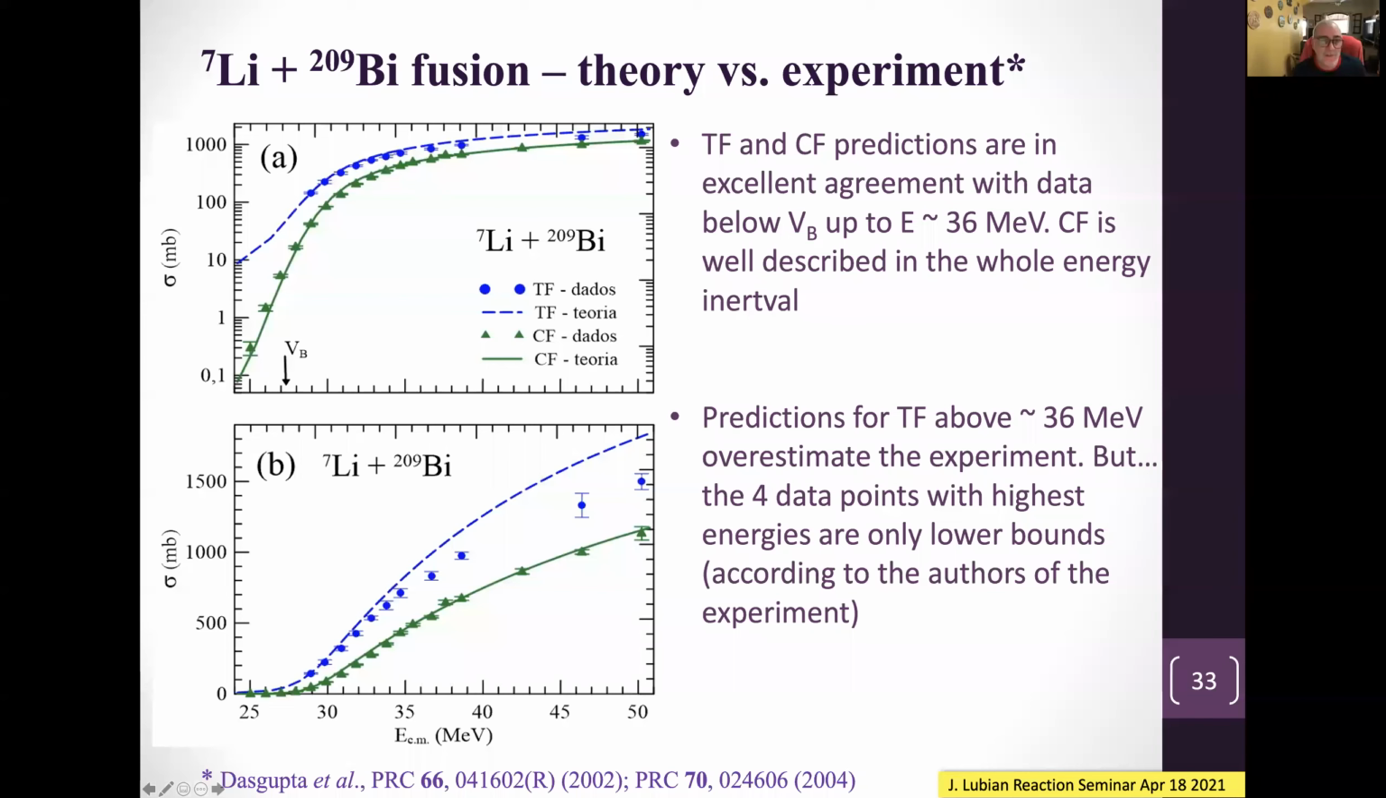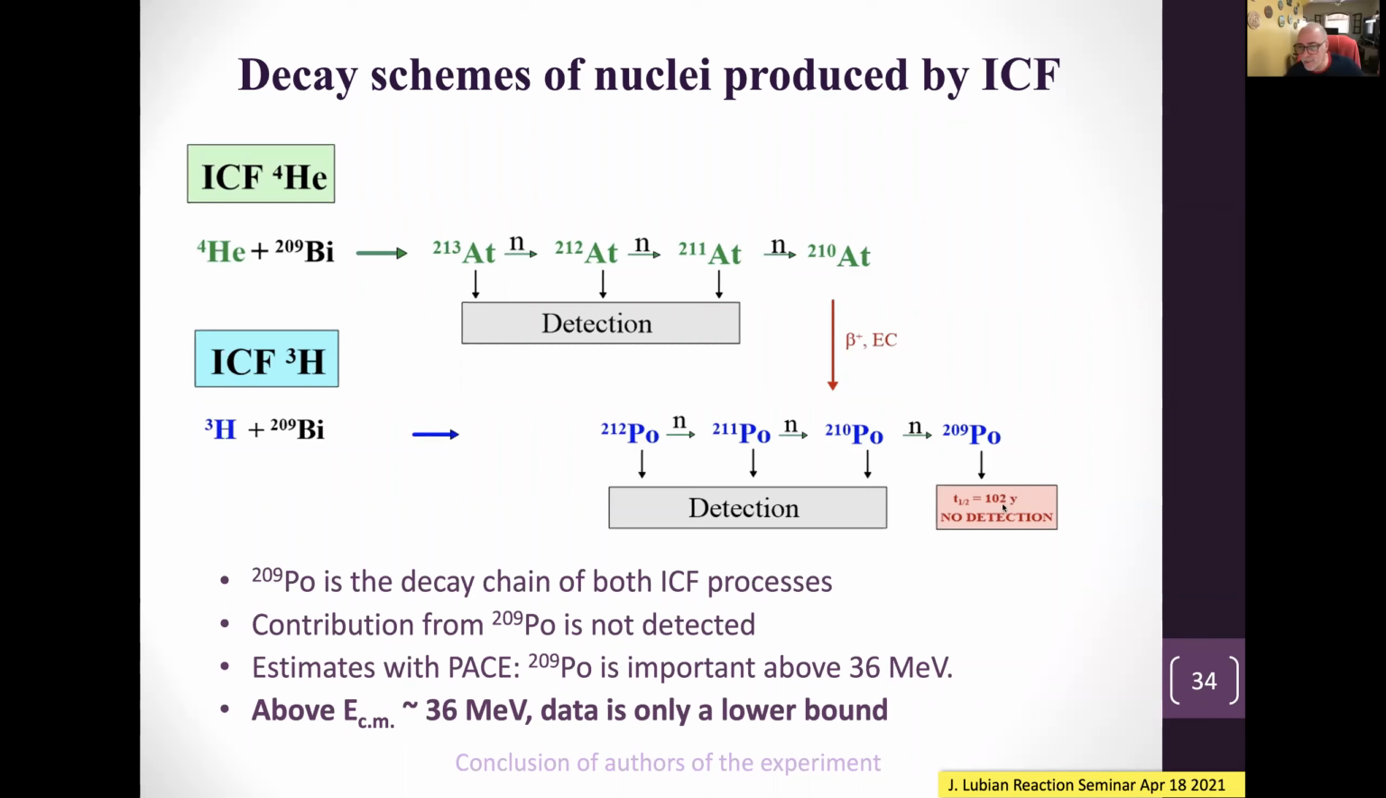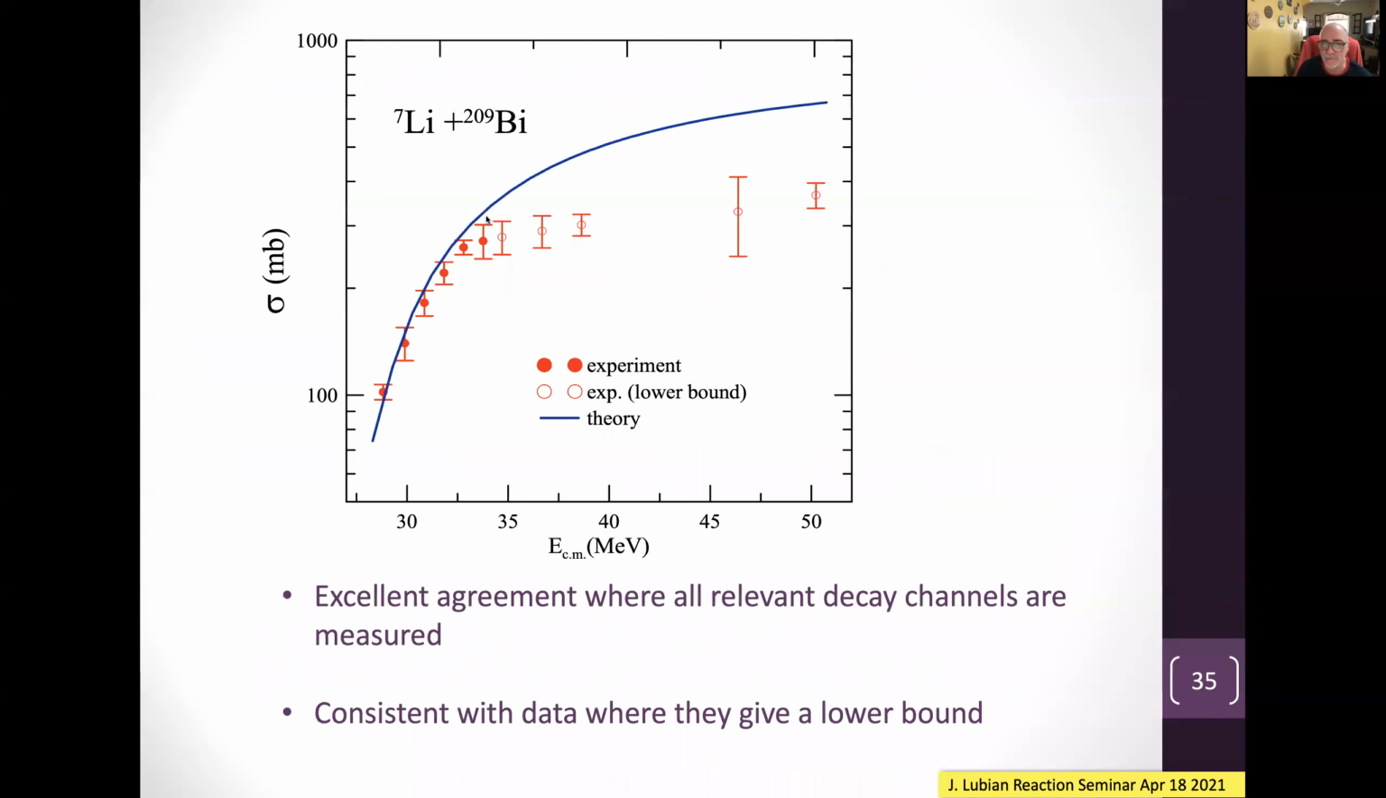In the case of lithium-7 plus bismuth, the decay chain of alpha absorption and helium-3 absorption passes through polonium-210, so they could not be separated. And in the case of polonium-209, which has a half-life of 102 years, it cannot be detected. So the authors claimed that above 36 MeV, this is the lower bound only. That's why if we compare our incomplete fusion with the data, we see good agreement until this region, but above this, we have an overestimation that should be expected. And this is why we also overestimated the total fusion in this case.